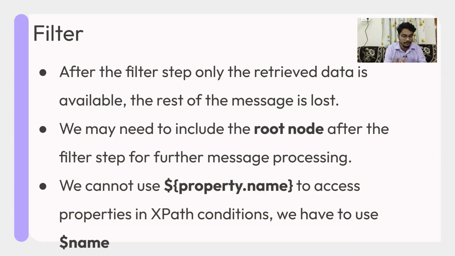Okay, and we cannot use dollar curly braces property dot property name to access the properties or parameters in XPath conditions. So this applies to anywhere we write XPaths: in router conditions, in filter conditions, or in XSLT mappings, etc. So we have to use dollar and just the name of the parameter, just the name of the property, right?